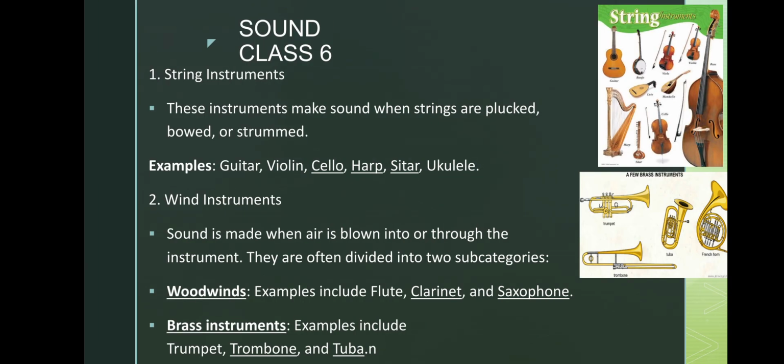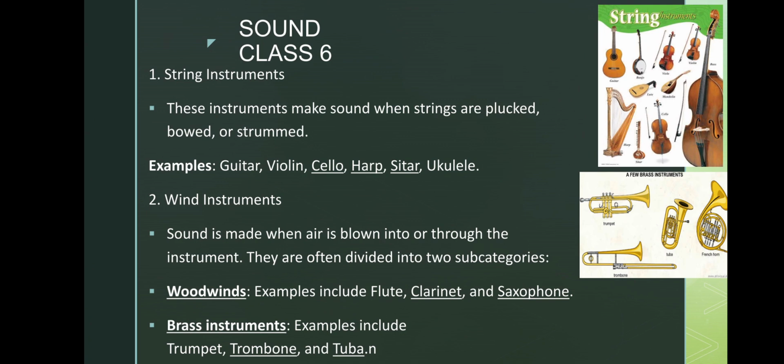There are many different types of musical instruments which we play, and they are based on different principles, like string instruments. These instruments make sound when strings are plucked, bowed, or strummed. Example: guitar, violin, cello, harp, sitar, ukulele.